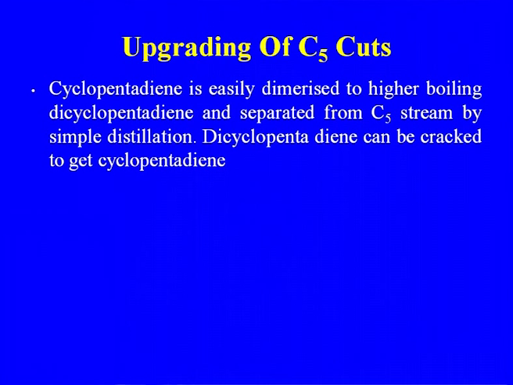Cyclopentadiene is easily dimerized to higher boiling dicyclopentadiene and separated from the C5 stream by simple distillation. Because here also the problem of close boiling point fractions is there, we use a combination of fractionation and the adsorption process. The distillation that we are using here is liquid extraction, or extractive distillation, using some solvent.